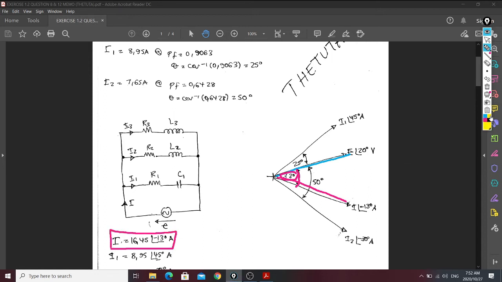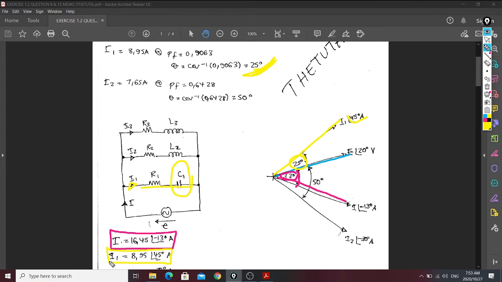We do the same for I1, but remember for I1, they didn't say if it's leading or lagging. We don't know. So we need to come into the circuit and see that this is I1, because you have a combination of a resistor and a capacitor. The power factor is going to be what? It's going to be leading. Why? Because of a capacitor. So for I1, it's leading, the difference is 25, and therefore 20 plus 25 gives 45. My I1 is going to be at the angle of 45.